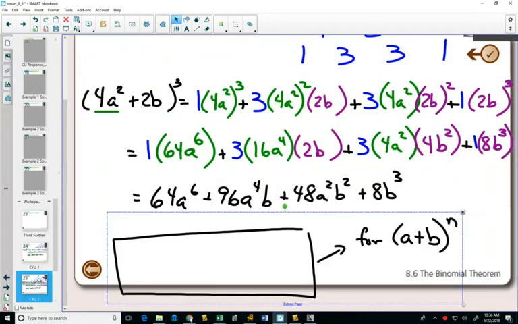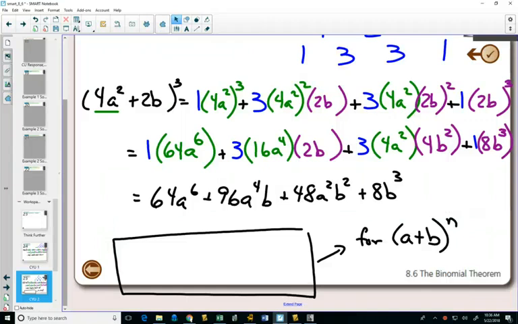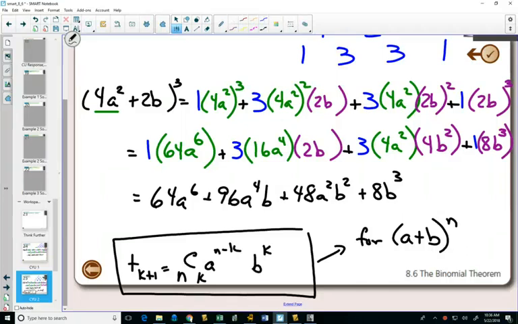Oh, I almost copied it all down. Okay, it's all right. Term k plus 1 is n choose k. What this formula does is it allows you to find a specific term. So let's say I want to find term 2 or term 3. You want to find the 96 one or the 48? Okay, so let's say we want to find this 96a to the 4b.